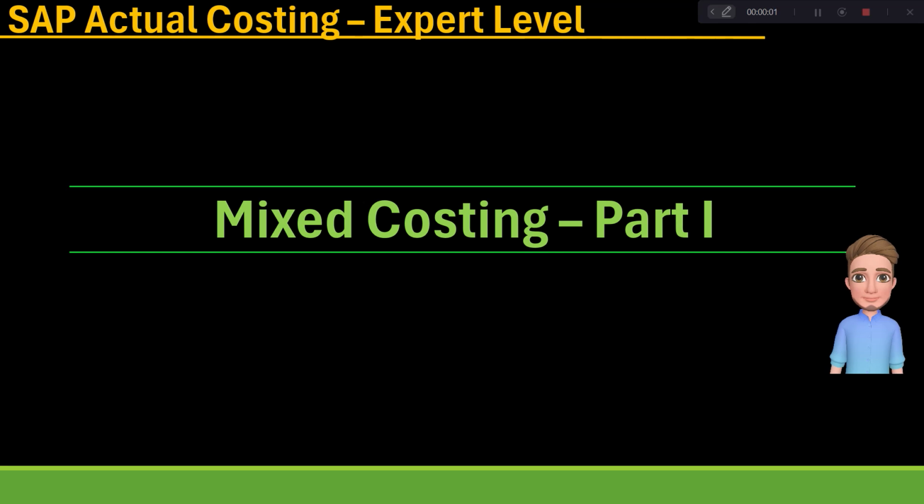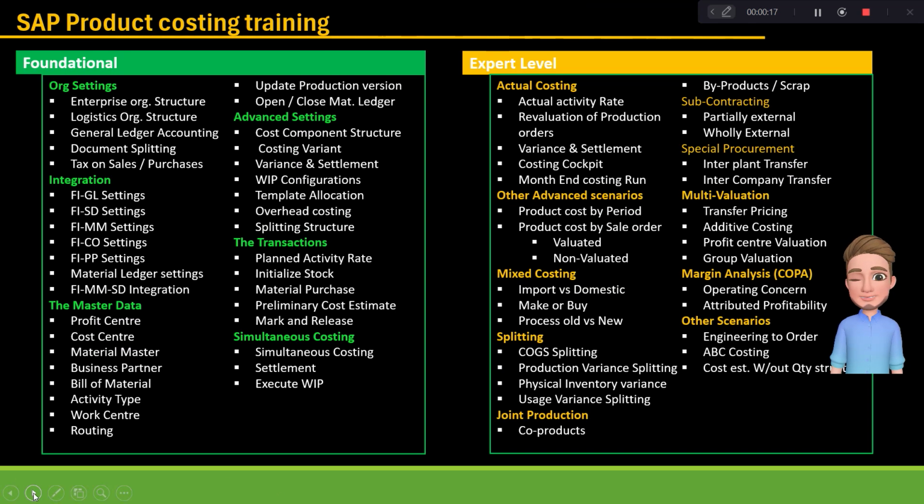We are going to look into mixed costing as part of our SAP actual costing expert level program. In mixed costing, we have multiple scenarios. Firstly, it is important that we understand what mixed costing is. Before I go into the session, as you know, the entire program is divided into two offerings: the foundational offering, and then the expert level offering. So now we are covering the expert level offering.